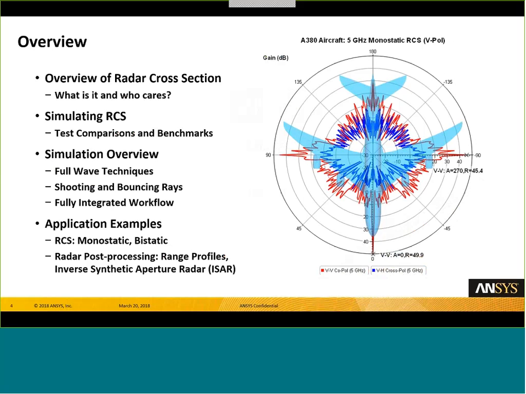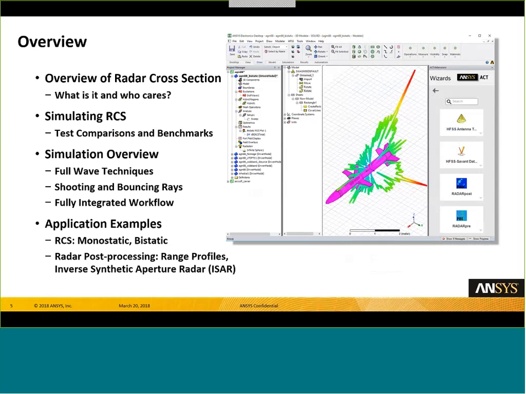We're certainly going to be talking about how to simulate radar cross-section and why we can trust these results, and we do that with test comparisons and benchmarks. We're going to be talking about the different simulation types involved in a radar cross-section analysis. We'll go over full wave techniques as well as shooting and bouncing ray techniques, which we're really excited to introduce to you today. And we're certainly going to spend time talking about the fully integrated workflow that we get with our Electronics Desktop platform.